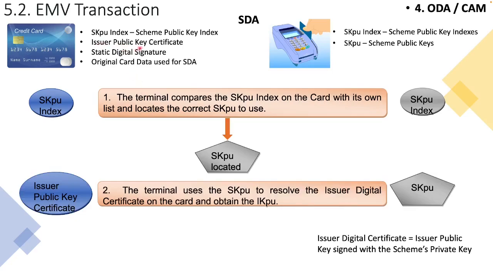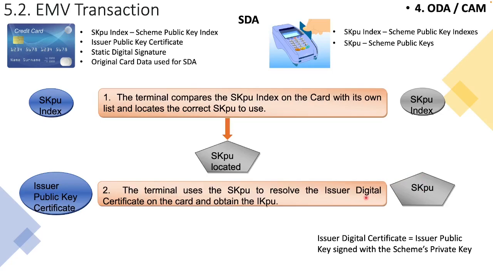We then take the issuer public key certificate. Remember, this was the issuer who had sent their public key to a scheme that was signed under the scheme's private key. So the issuer certificate is the issuer public key signed with the scheme's private key. So the terminal will take the issuer public key certificate. Okay, so it's got a piece of data. The piece of data is the issuer public key, and remember, it's been signed by the scheme's private key. We've identified the scheme's public key, and since it was encrypted with the scheme private key, we can decrypt with the scheme's public key.